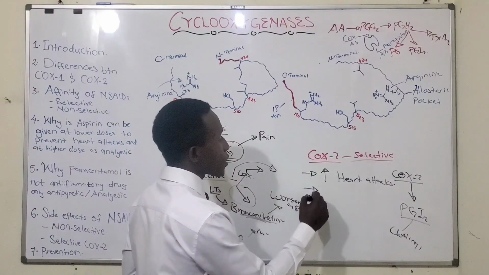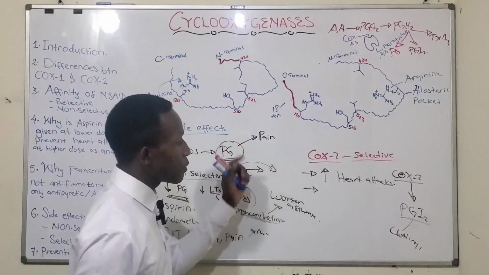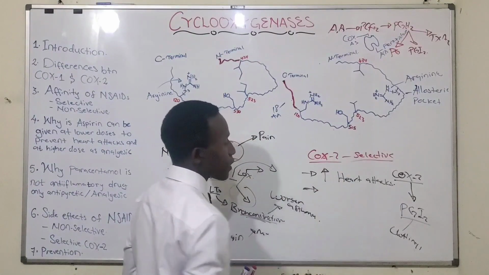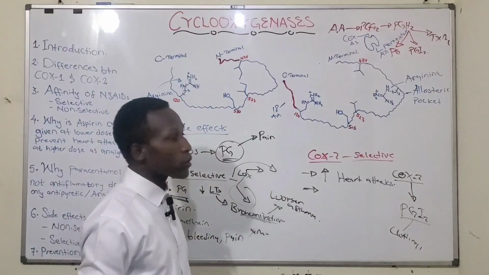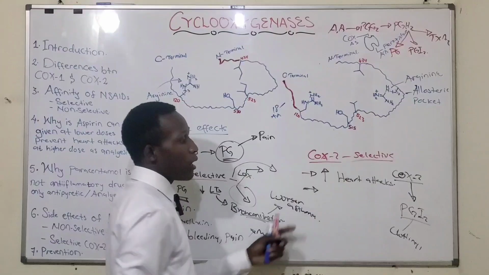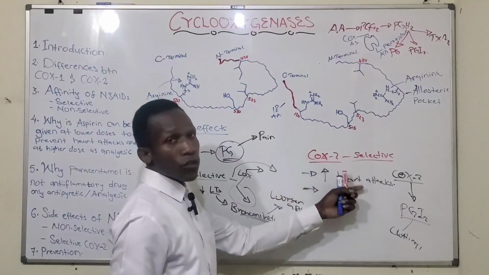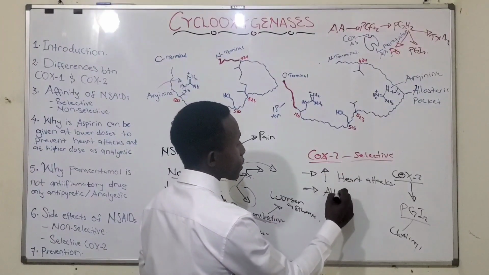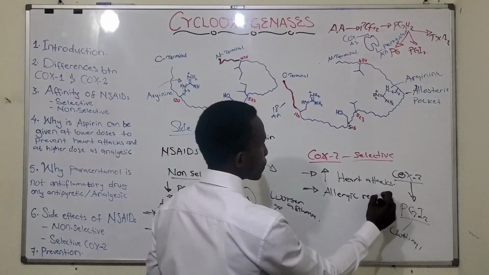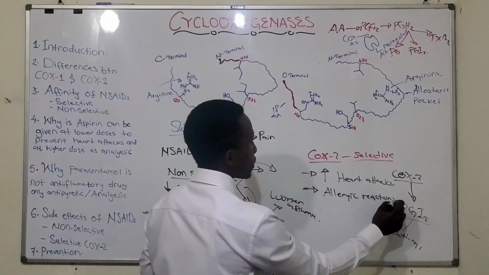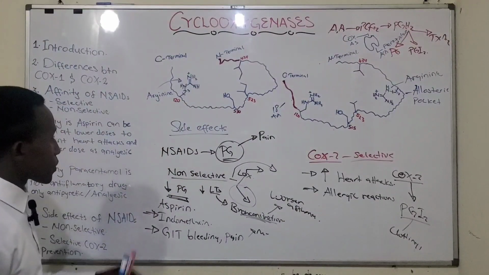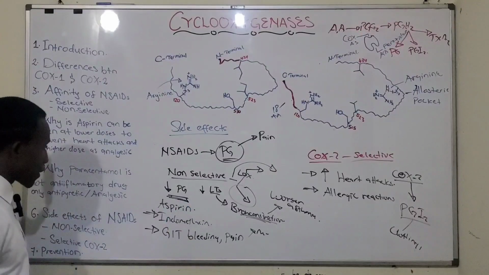Also, as we have seen in the structure, for example celecoxib, there is a sulfamyl group, meaning that patients who have an allergy to sulfur groups can also have an allergy to these drugs. So they can lead to allergic reactions in those patients who are at risk. Those are the main side effects.